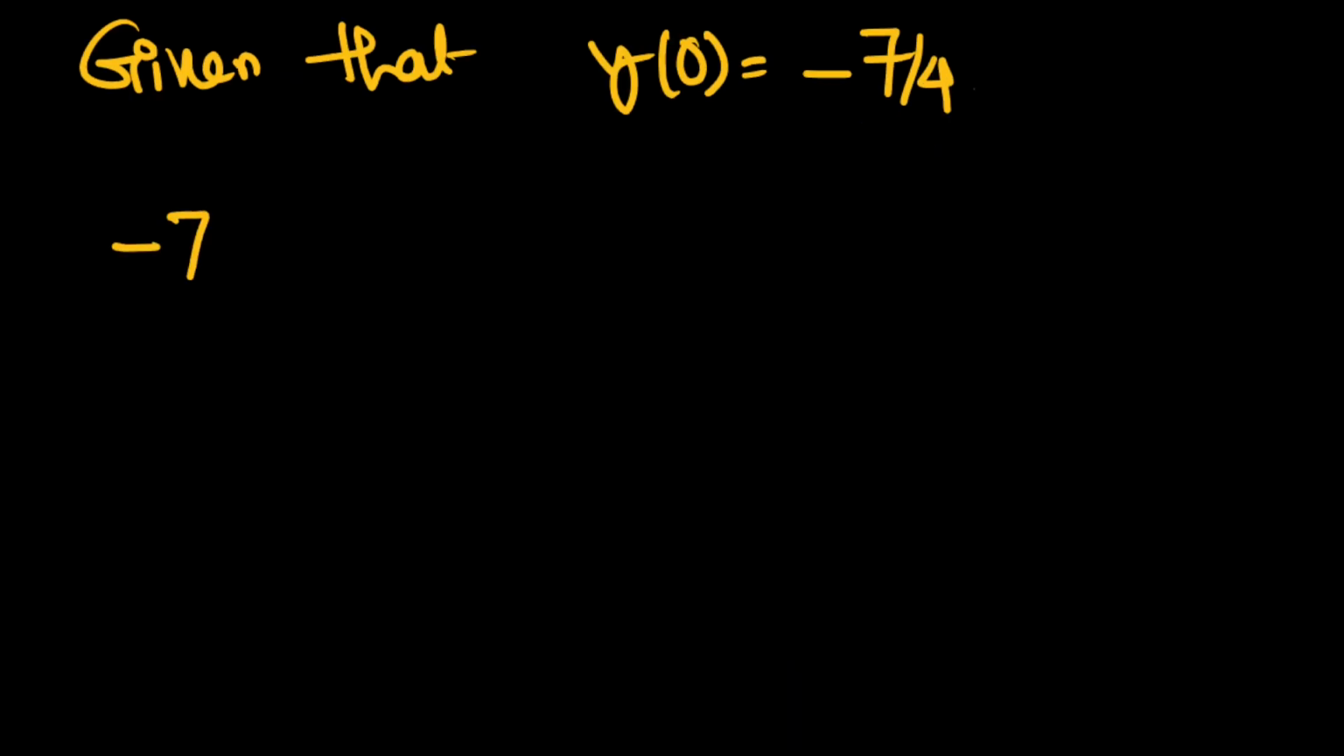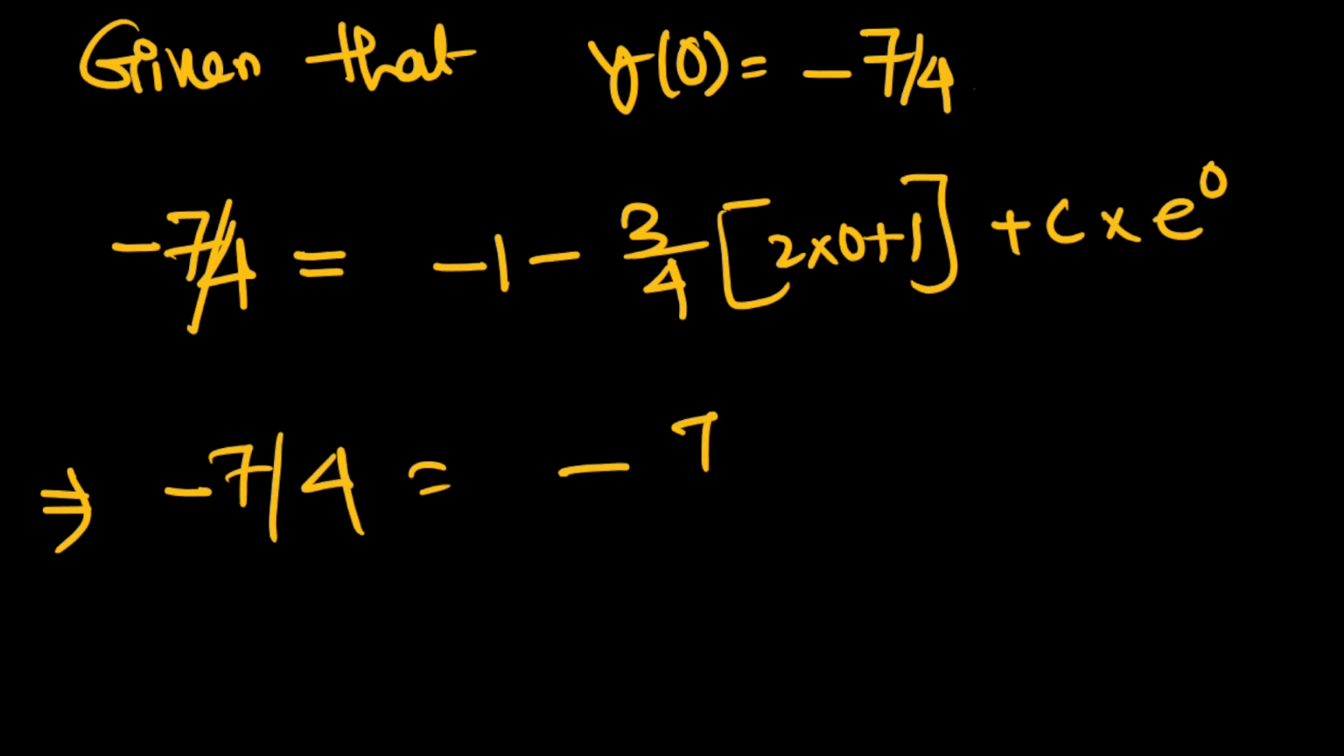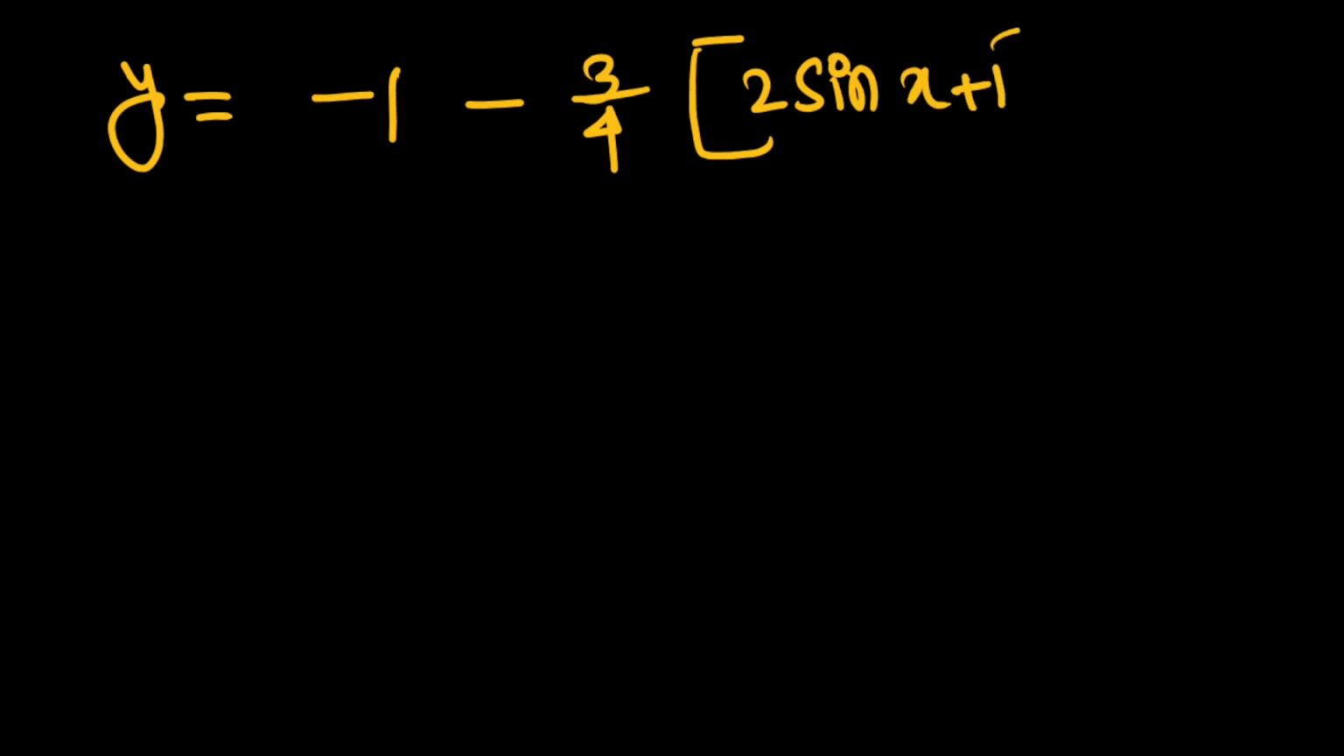So that is minus 7 by 4 is equal to minus 1 minus 3 by 4 times 2 times 0 plus 1, plus c times e to the power 0. So this implies minus 7 by 4 is equal to minus 7 by 4 plus c. So this implies c is equal to 0. Therefore, finally we obtain the solution y is equal to minus 1 minus 3 over 4 times 2 sin x plus 1. Now we find our final value, y at pi by 6.